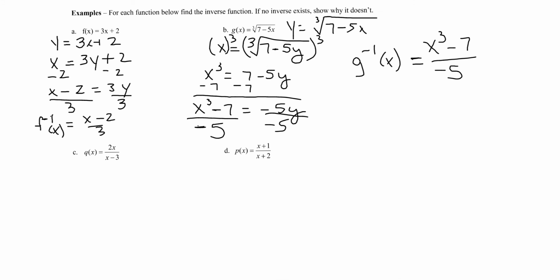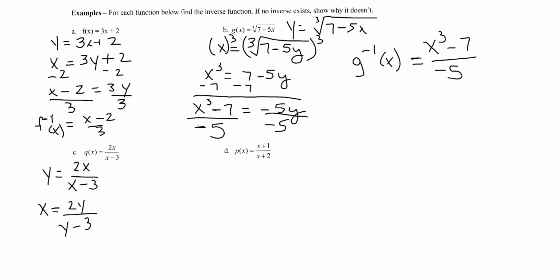All right, let's keep going and look at q of x. And again, we're going to make it y equals 2x over x minus 3. And then we'll switch our x and y's. So it becomes x equals 2y over y minus 3.